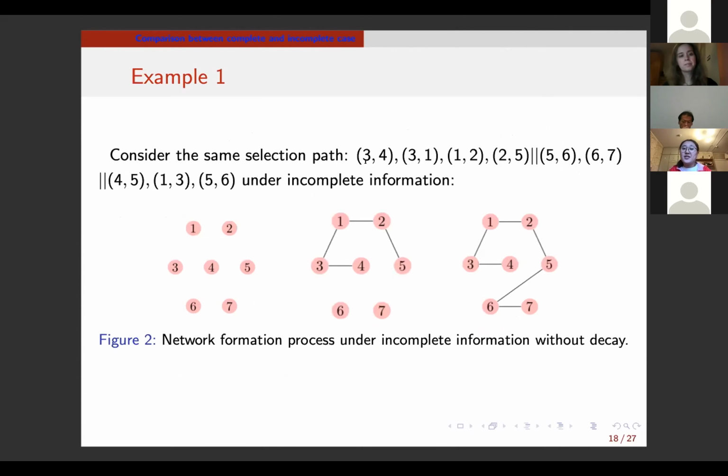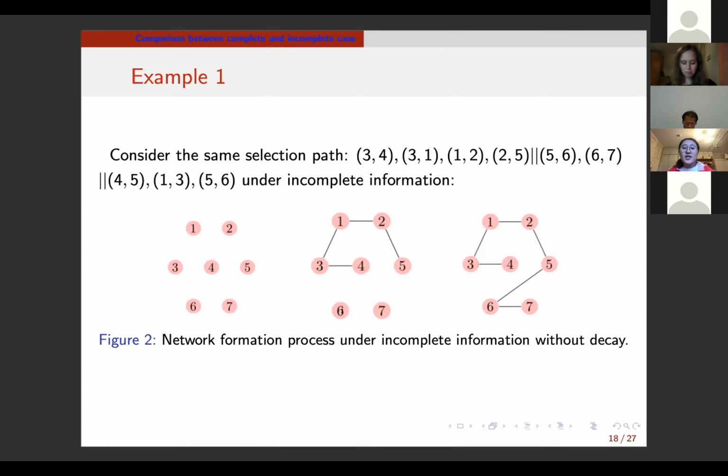Now we consider the same selection path under incomplete information. This is the empty network players start with. 3-4, they will form the link. 3-1, they will form the link. The cost is very high, but in their imagination the expected cost is low, so they will form the link. 1-2, they will form. 2-5, they will form. If we stop here, this network appears.